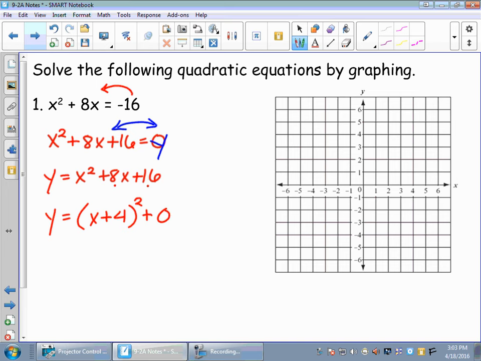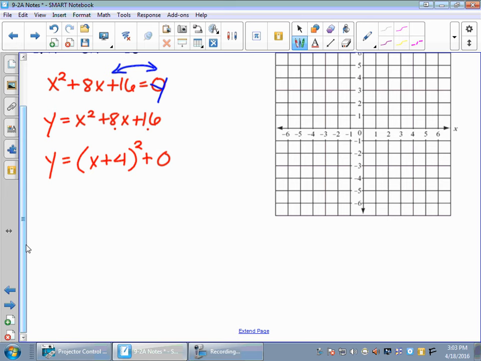I have a trained eye for that. I don't know if you would see that right away, but it was easy for me to put that into vertex form. When you graph these, we have practice graphing as a vertex form and as a standard form. That's up to you. But I recognized that this was a perfect square trinomial, so I went ahead and put it in vertex form. Now that it's in vertex form, my vertex is -4, 0. Okay, h and k. Now that I have my vertex, I can go ahead and make my table of values.